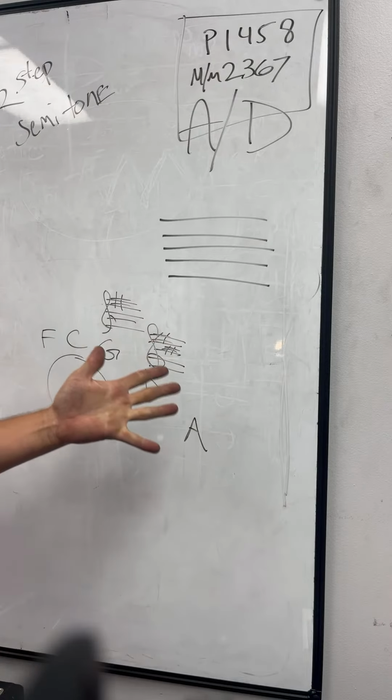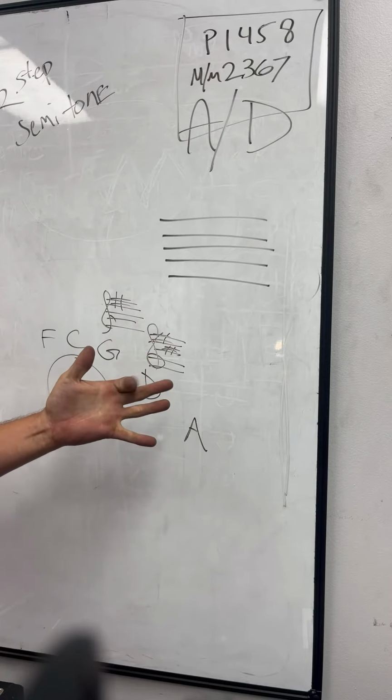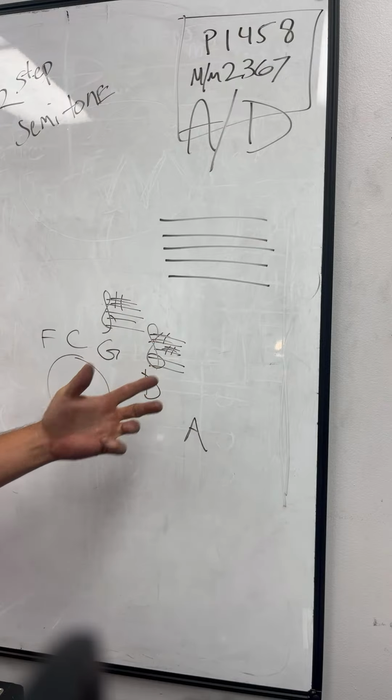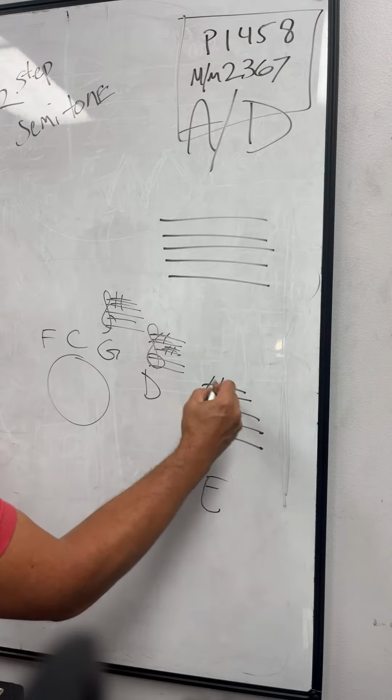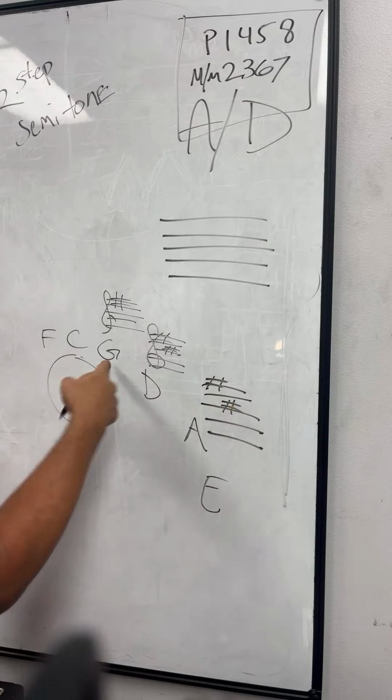C, D, E, F, G, G, A, B, C, D, D, E, F sharp, G, A, B, C sharp, D, E. Each time I go through here, I add and layer on those sharps. F sharp, C sharp, and now G sharp.